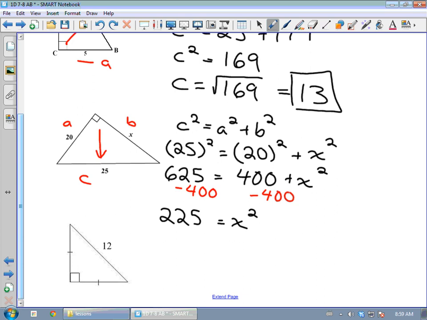How do I find out what x is? What's the last step here? Stephanie? I'm going to take the square root. So x is going to equal the square root of 225. So x is going to equal 15.